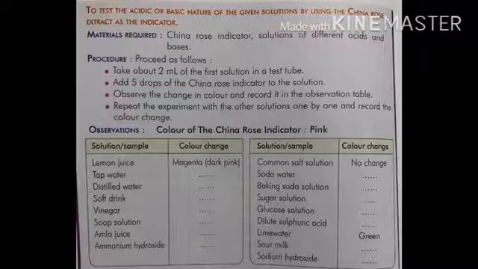Soda water is again acidic, so it changed to magenta. Baking soda is a base, so it changed to green. Sugar solution is neutral, so it changed to pink. Glucose solution is again neutral, so it changed to pink.